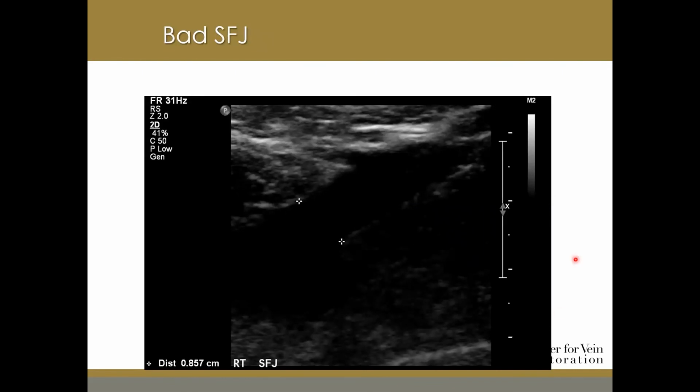Undergain, again, can limit the ability to see what is trying to be clearly demonstrated. So it's important to make adjustments with the gain so that the area of interest can be properly demonstrated and seen.